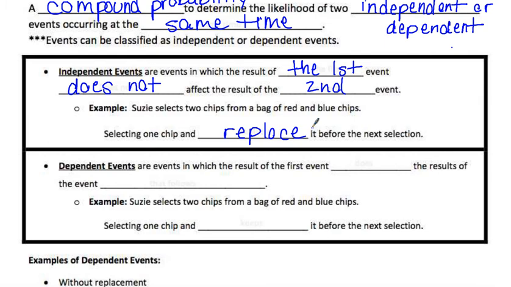So, we have a bucket of chips. We reach our hand in, we grab one out, we look at the color, and then before we pick the next one, we put the piece back in. So say there were 10 pieces in there. There are 10 pieces when we pick the second time. So the total pool of chips that are in the bag does not change. So that is independent.